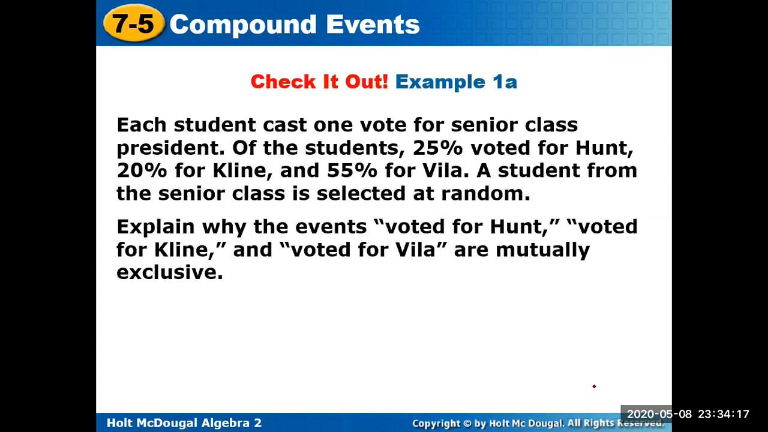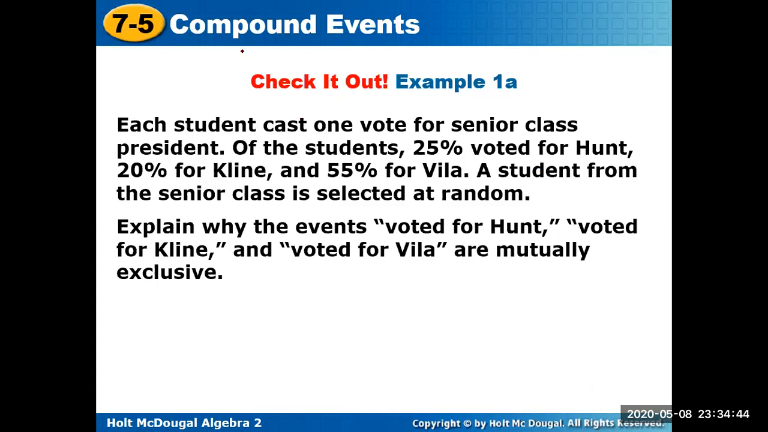Each student cast one vote for senior class president. Of the students, 25% voted for Hunt, 20% for Klein, and 55% for Viola. A student from the senior class is selected at random. First of all, explain why the events voted for Hunt, voted for Klein, and voted for Viola are mutually exclusive.